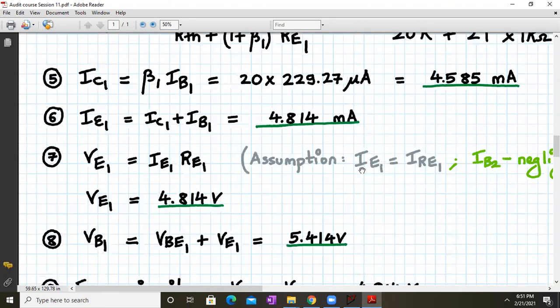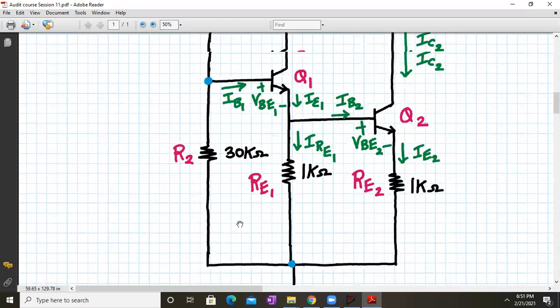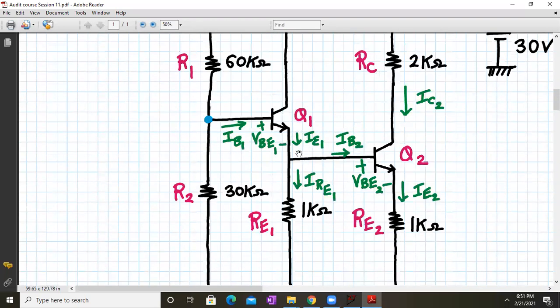Now, earlier we have assumed that, let me go back to the diagram. Earlier we have assumed that IE1 and IRE1 are the same, but in fact they are not the same.